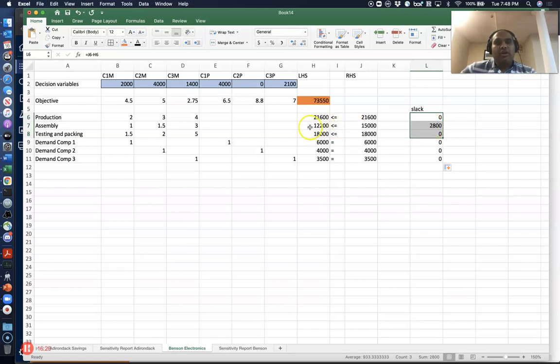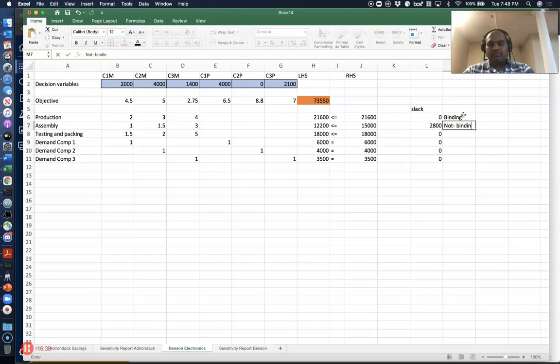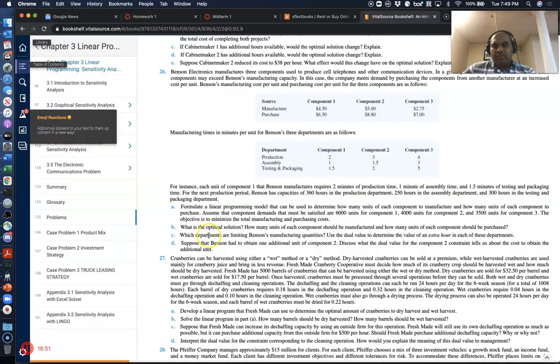This constraint is not a binding constraint. So when slack is 0, we call these constraints binding constraints. So this is a non-binding constraint. This is a binding constraint. This is a non-binding constraint. We have some slack, so we have some leeway here, right? So that's what this question says.